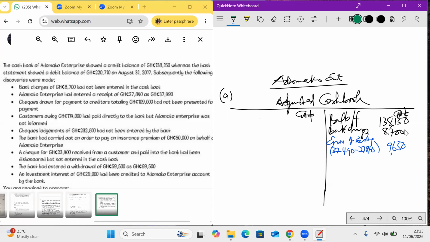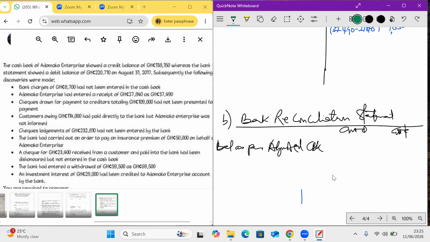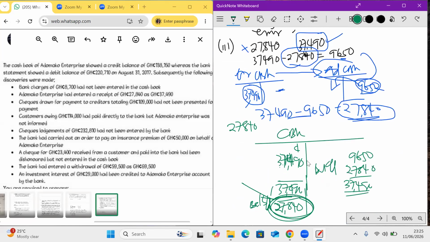So if you want to do that working I've done, in this adjusted cash book it will not make sense, because this adjusted cash book contains so much information, not only this 9,650. But what I have done below here is only for the 9,650, which is the 37,490. So in order for you to understand, but no one is asking us to do this.